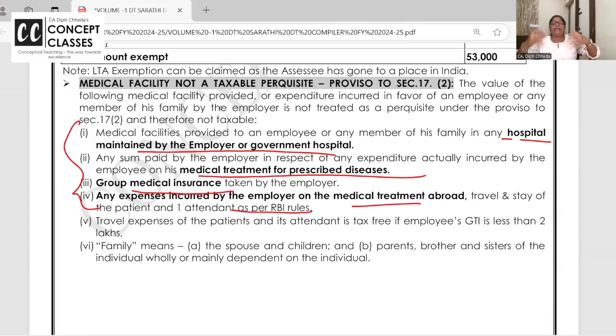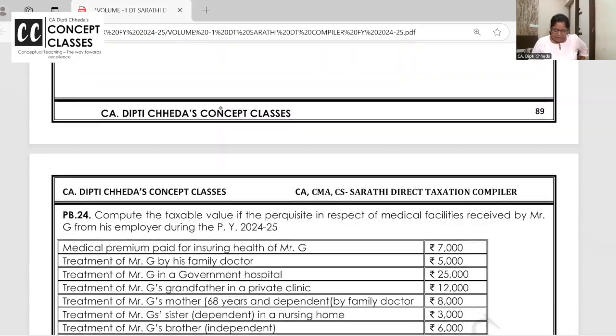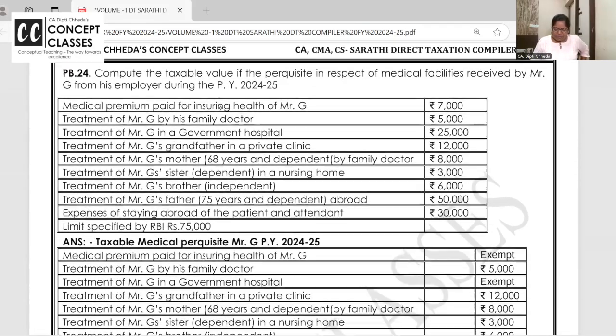Ma'am, what about medical treatment in a private hospital? It's taxable. Medical treatment in a hospital maintained by the employer or a government hospital is exempt. Prescribed disease exempt. Group insurance paid by employer exempt. And medical treatment abroad, travel and stay with the patient and one attendant. That's exempt as per the RBI.